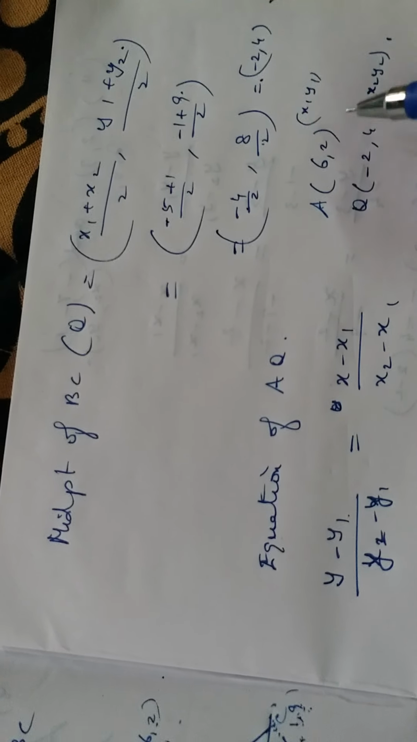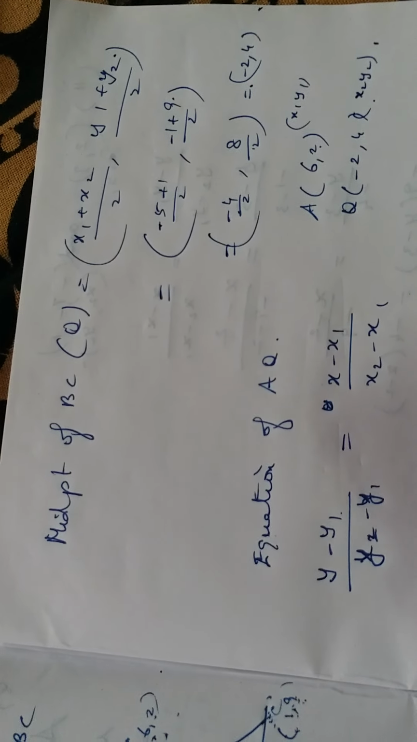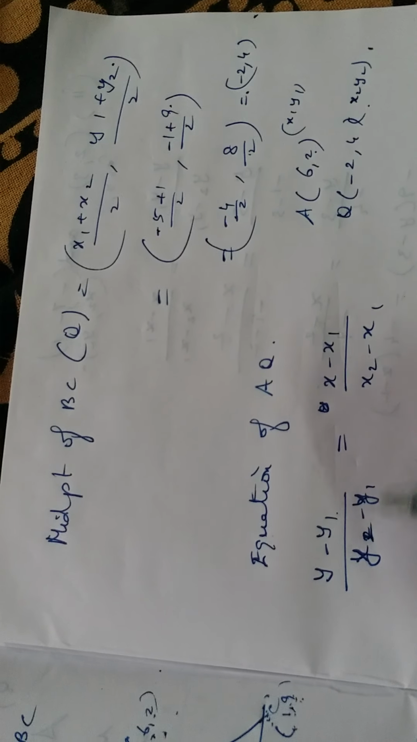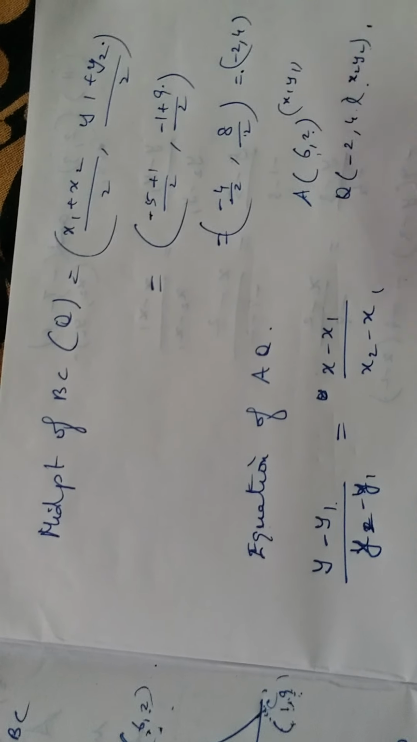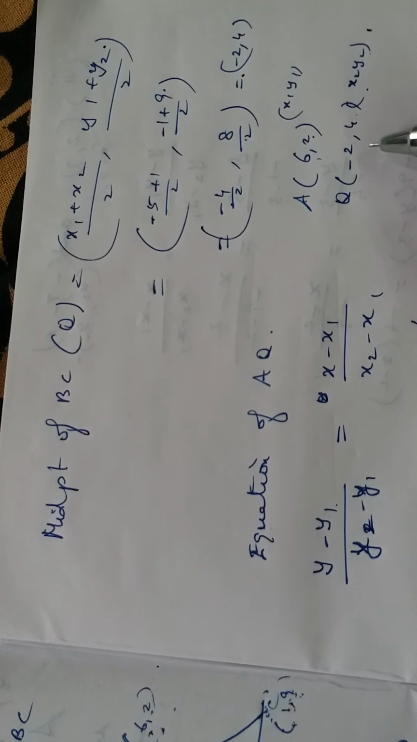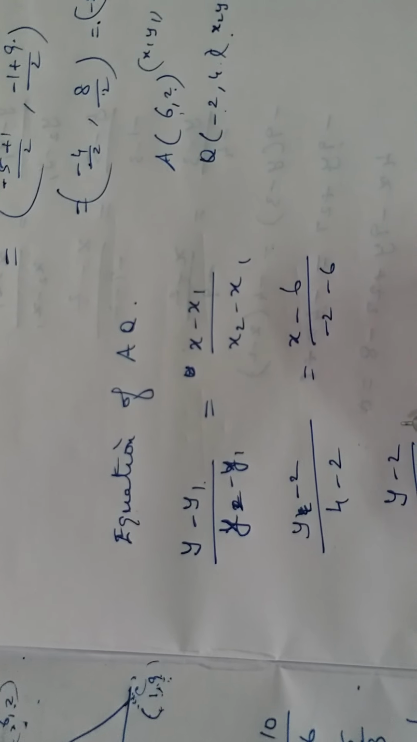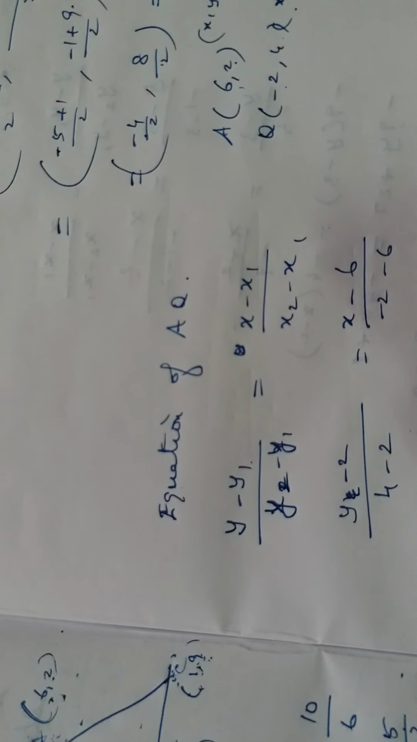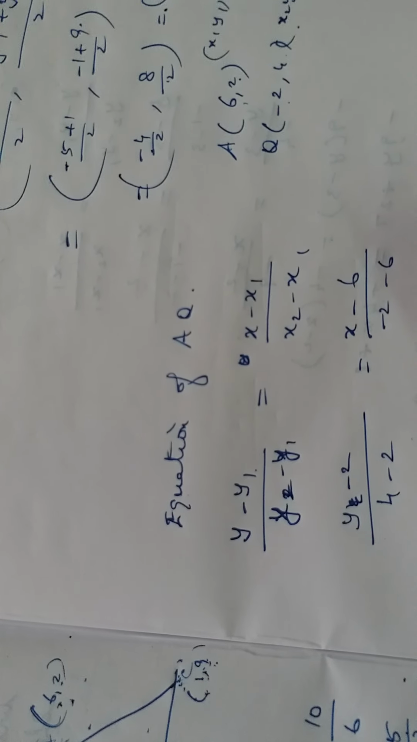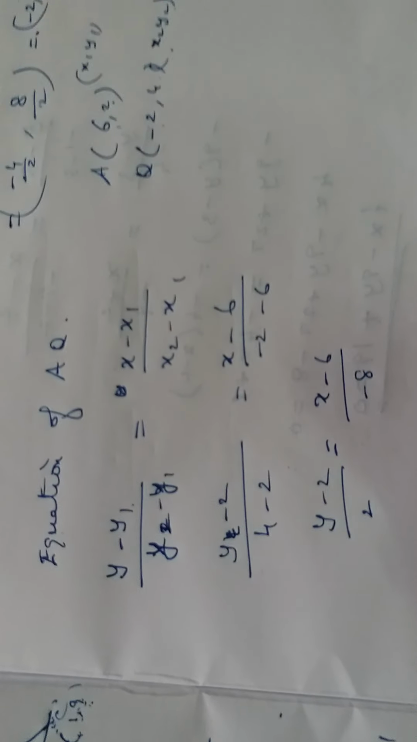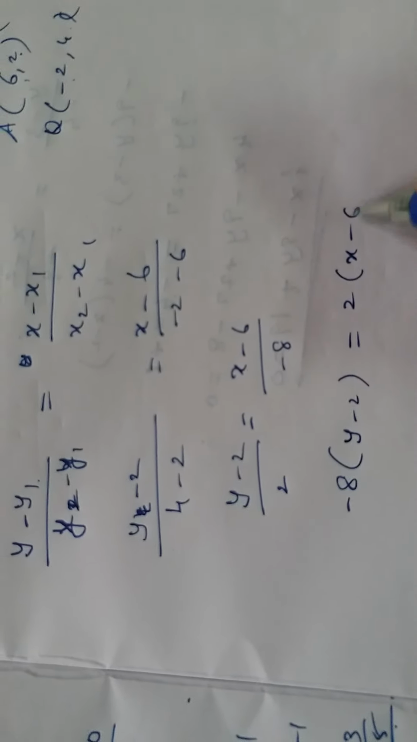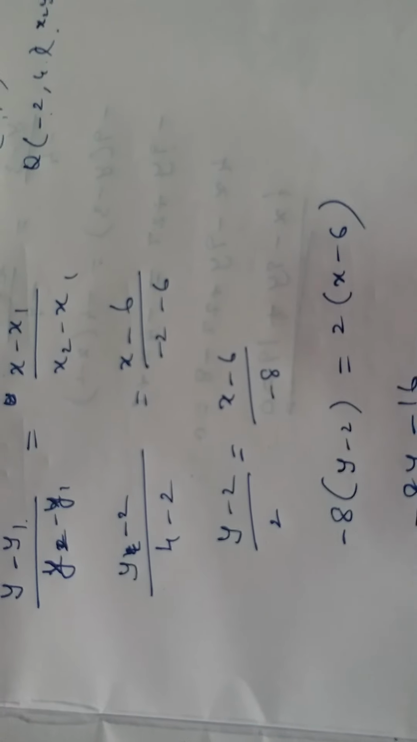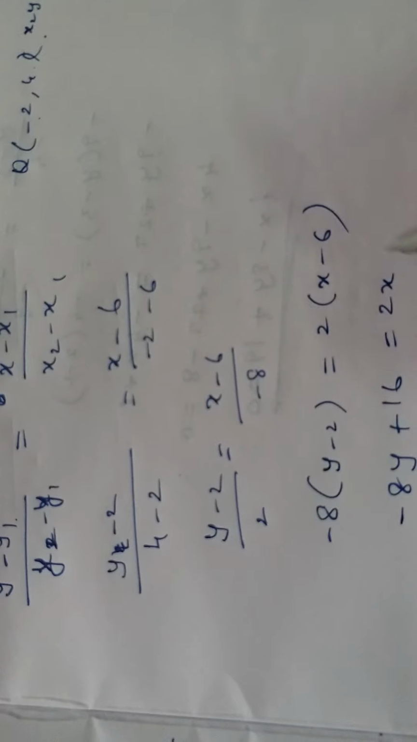So this is your x1, y1 and this is your x2, y2. Okay, so y minus y1, it is y minus 2, divided by y2 minus y1, y2 is 4, 4 minus 2, is equal to x minus x1, which is 6, divided by x2, which is minus 2, minus 2 minus 6. So y minus 2 divided by 2 is equal to x minus 6 divided by minus 8. So you will get minus 8 into y minus 2 is equal to 2 into x minus 6. So minus 8y minus 16, minus into minus is plus 16, is equal to 2x minus 12.